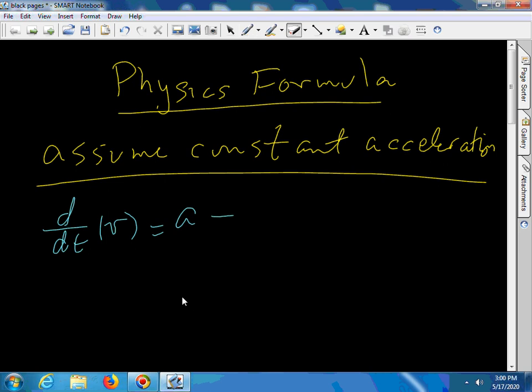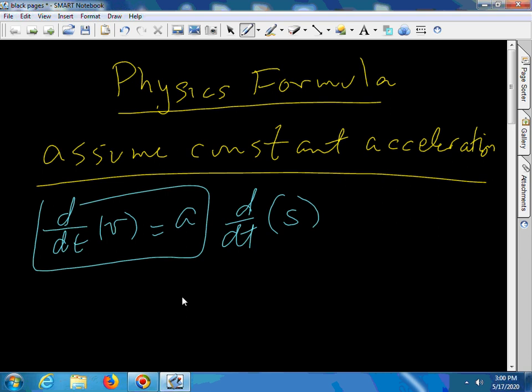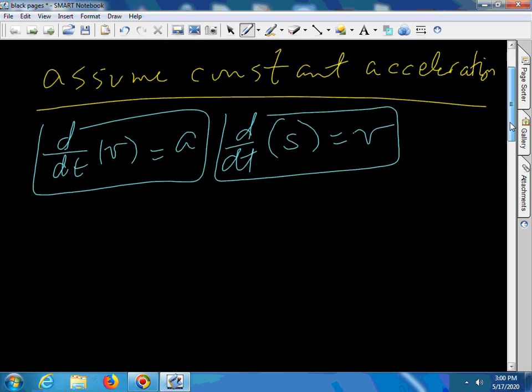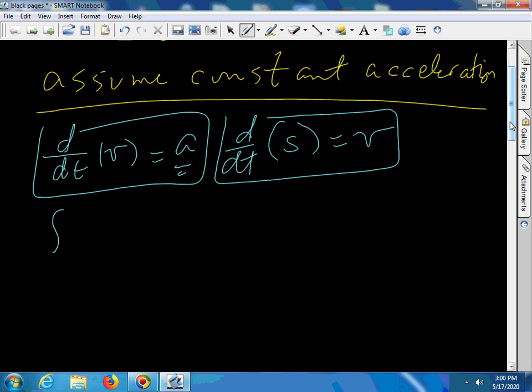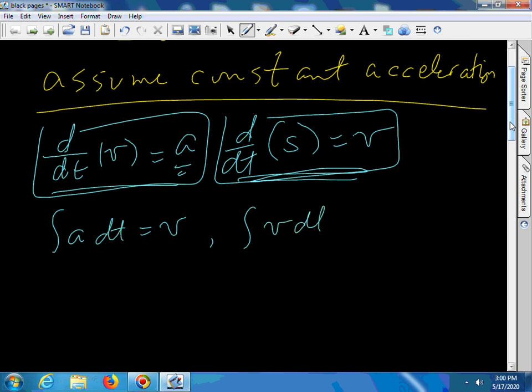And we also know this formula, and we also know that the derivative of the displacement formula is the velocity. Well, that tells me that the integral of a dt is equal to v. And this here tells me that the integral of v dt is simply s.